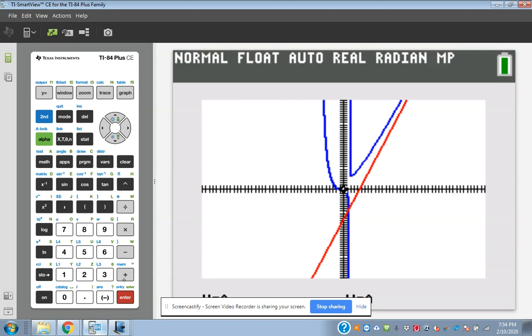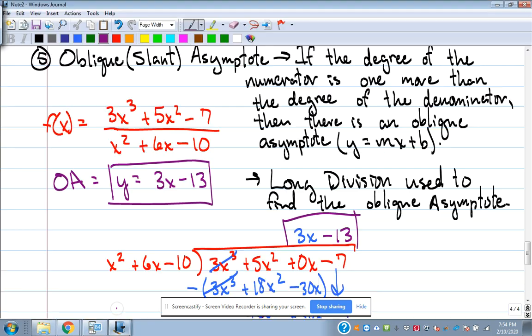Okay. Horizontal asymptotes or vertical asymptotes are rarely crossed, but obliques get crossed from time to time. Okay. And not much to that. All right. Now, let's review our little rules that we have here.